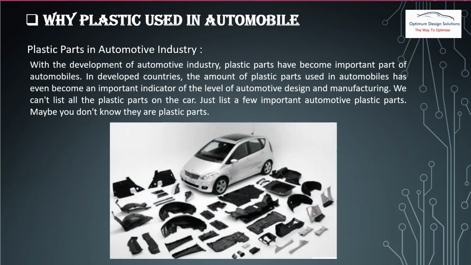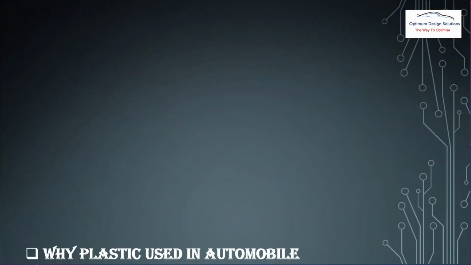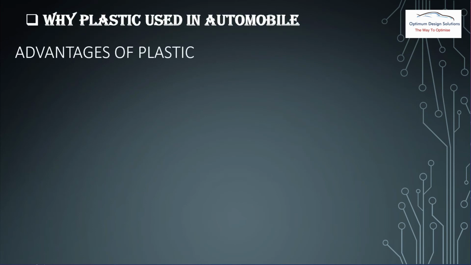We can't list all the plastic parts on the car, just a few important automotive plastic parts. So in the image you can see the different parts and components of an automobile car where plastic components or plastic material are used. So next one, in why plastic is used, we'll see the advantages. As we discussed, plastic has less density, so it has a major advantage that the weight is very low. So low weight is the first advantage.